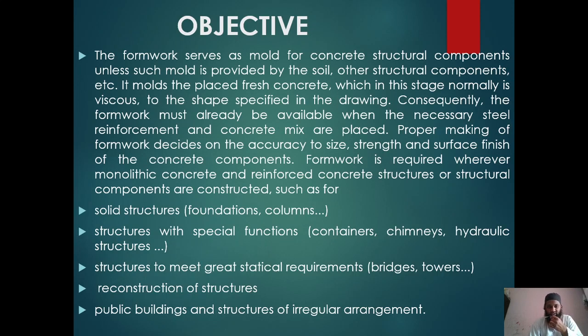Shuttering is basically that part which is used for all vertical members, such as a column, which is a vertical member. Whereas that formwork which is used for horizontal members, such as beams and slabs, is called centering, you can say as well. So basically, there is a very slight difference here between a formwork and a shuttering. The formwork consists of shuttering, it consists of staging, it consists of centering.